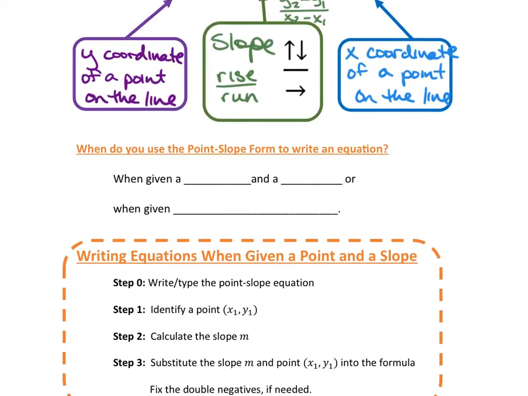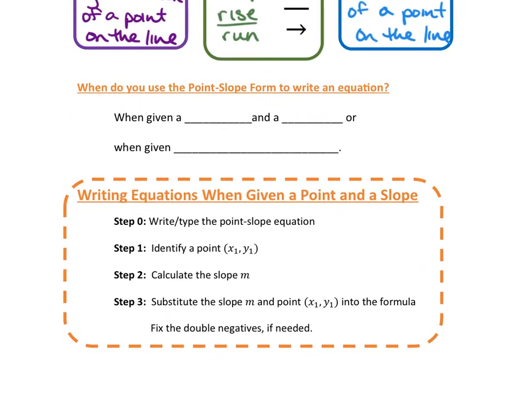Now, when do we use point-slope form to write an equation? Like I said, it comes straight out of the name. We're going to use point-slope form of an equation when we're given a point and a slope, and we're asked to write an equation of the line. Or we can use this when we're just given two coordinate points, because all we need is two coordinate points to find a slope, like we've practiced before.